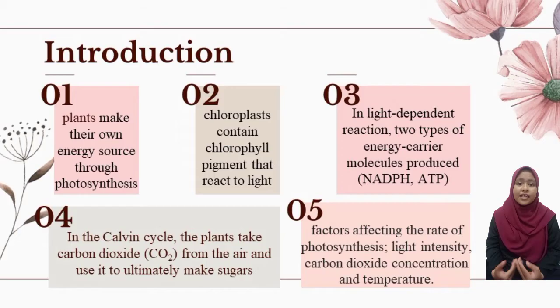The next stage is the light-independent or dark reaction. In this step, the two energy carrier molecules, NADPH and ATP, are utilized in a series of chemical reactions called the Calvin cycle. In the Calvin cycle, the plants take carbon dioxide from the air and use it to ultimately make sugars such as glucose and sucrose.